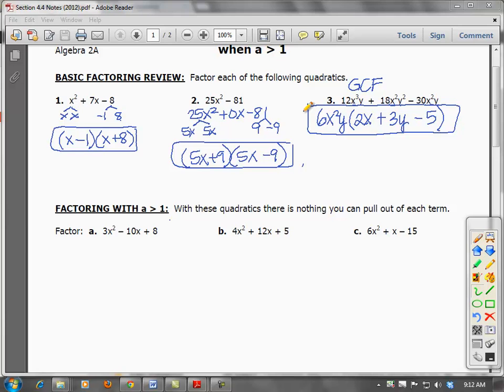So if you look in part A, I have this 3 out front. Here's what happens. I can no longer say that I can get 8. You know, I could say 2 and 4 or 1 and 8, but none of these will ever add up to the middle term of negative 10. And that's because there's a 3 in front.